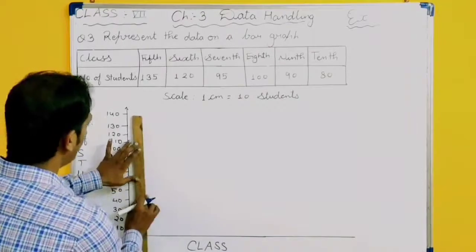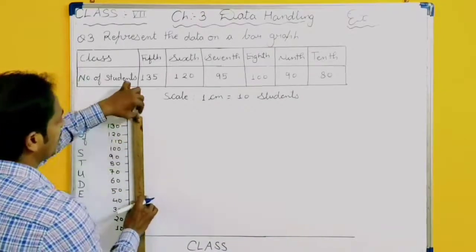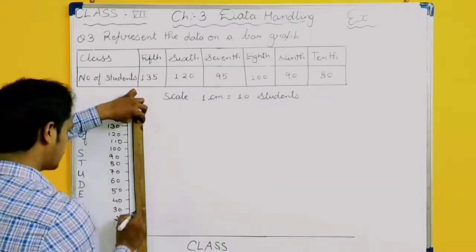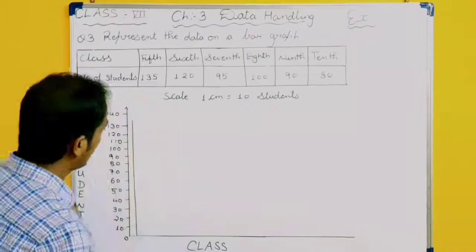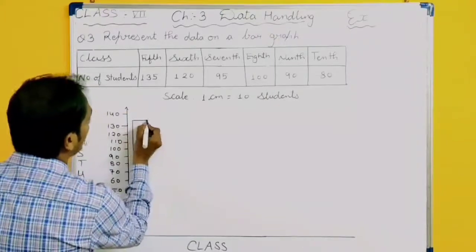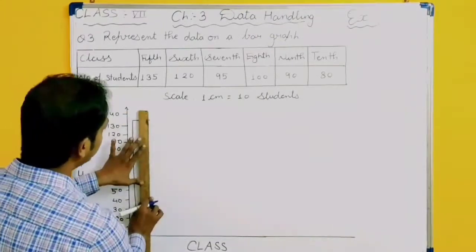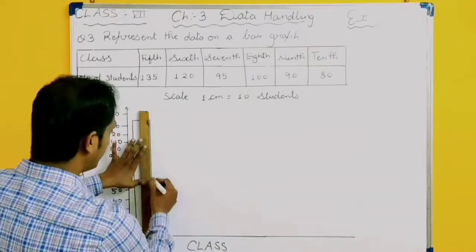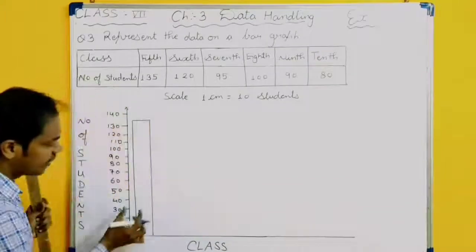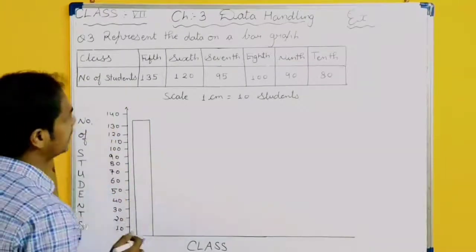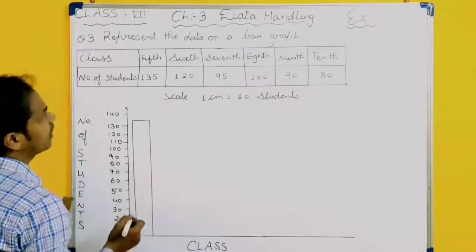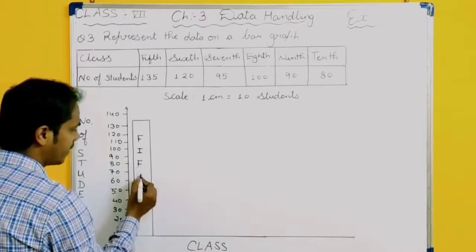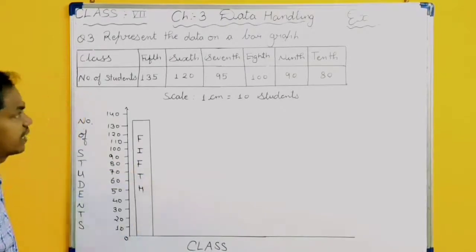So what will you do? Here you will draw one bar. Measure with the help of a ruler, and remember that the width of your bar should be the same in all the classes and in all the questions also. Whenever you draw your bar graph, the width of the bar must always be the same. So this is your 5th class, and you can write FIFTH inside here.